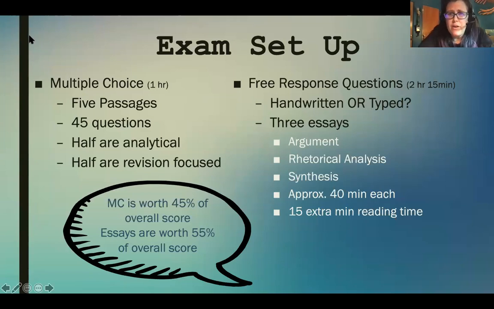The other half of the exam, I should say two-thirds of the exam, is the free response questions. And that section of the exam is 2 hours and 15 minutes.